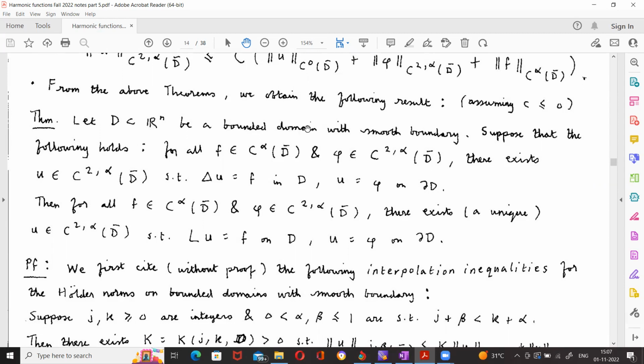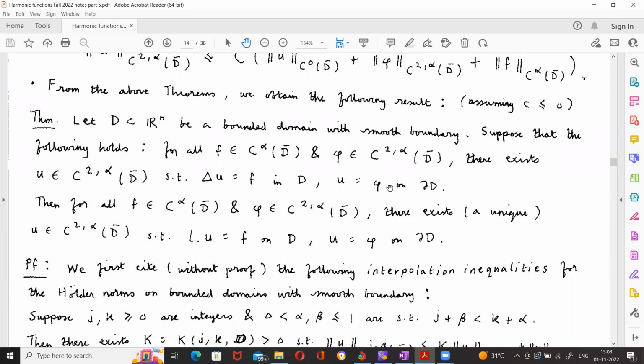Let D be a bounded domain with smooth boundary. Suppose that the following holds. That is, the Dirichlet problem for the Laplacian is solvable with good boundary values. So what does that mean? That means for all f in C alpha D closure and phi in C2 alpha D closure, there exists U in C2 alpha D closure such that Laplacian U equal to f in D and U equal to phi on boundary D.